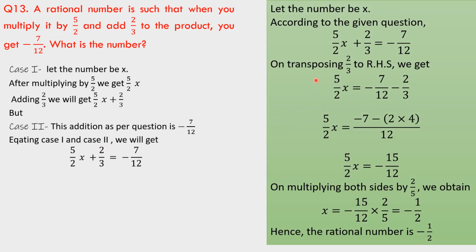Now, on transposing 2 by 3 to the right-hand side, we get 5 by 2x equals minus 7 by 12 minus 2 by 3. अब हम यहाँ LCM लेंगे 12, तो हमें मिलेगा 5 by 2x equals minus 7 minus in the bracket 2 into 4 divided by 12. Further, हम इसे solve करेंगे. So we get 5 by 2x equals minus 15 by 12. Again, on multiplying both sides by 2 by 5, we obtain x equals minus 1 by 2. Hence, the rational number is minus 1 by 2.